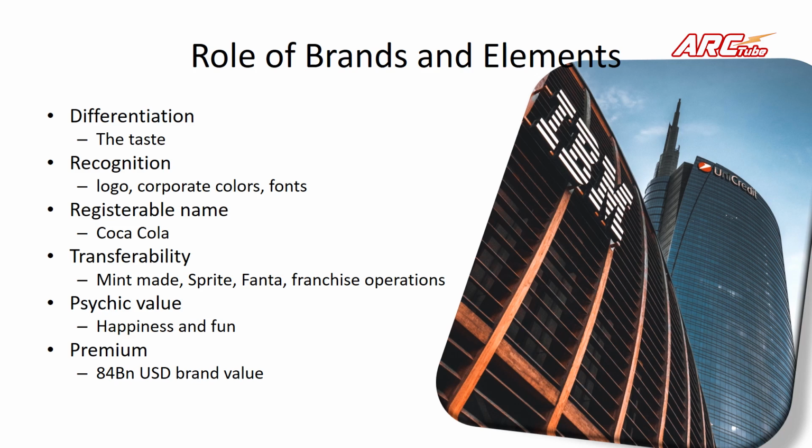And transferability, that means your product portfolio: you'll be having Mint Maid, Sprite, Fanta, franchise operations in the countries island-wide as well as worldwide. Then psychic value, it's about what? Happiness and fun. The premium, of course, I'm really not sure about this premium value. You need to check on that. So that ended up at 84, and I think now it's about 79 or 78 billion US dollars. That's the brand value. So differentiation, recognition, registrable name, transferability, psychic value, and the premium.